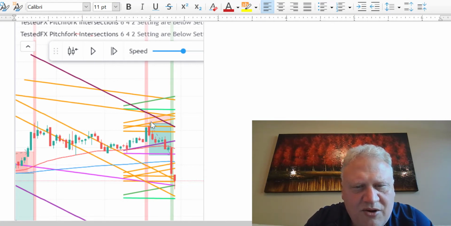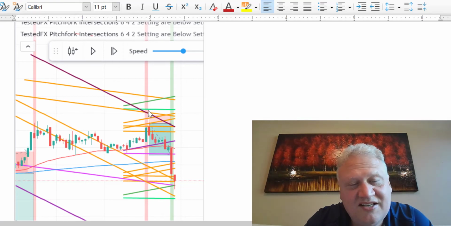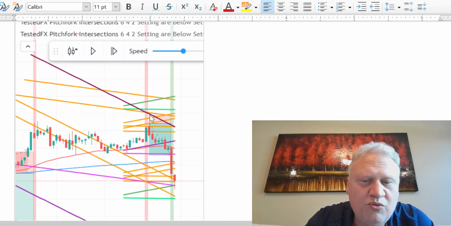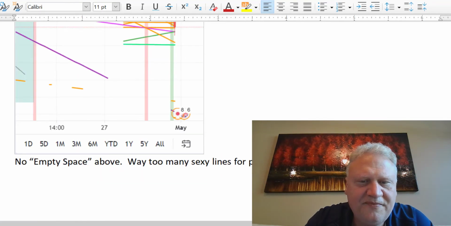The only thing I'd say that's going for him is this is an outer line of a strong pitchfork, likely to contain price. These sexy lines, man, if price did get up here, it would want to touch those and he would get stopped out. So we're looking for white space above the trade. So let's go on and look at another example.